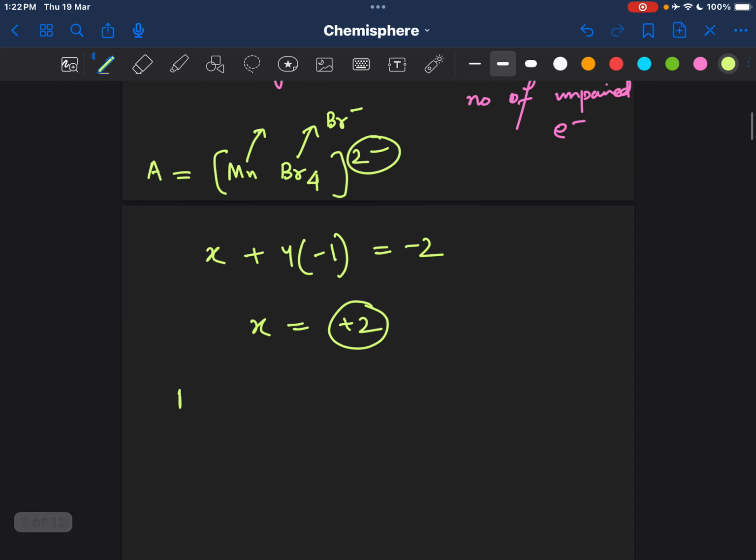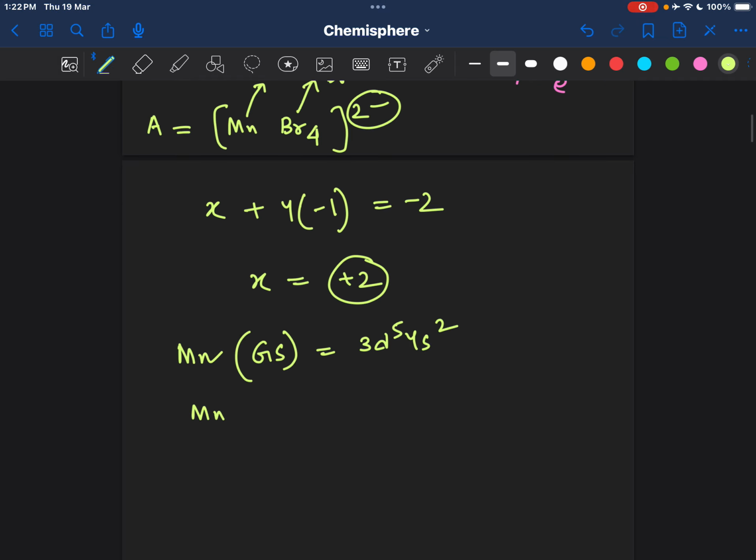Okay, so manganese, let's see the electronic configuration. Manganese, we know in ground state is 3d5 4s2. So manganese in the plus 2 state will be, remove the electrons from the outermost shell. So this is the outermost shell. So remove 2 electrons from there. So we are left with 3d5.